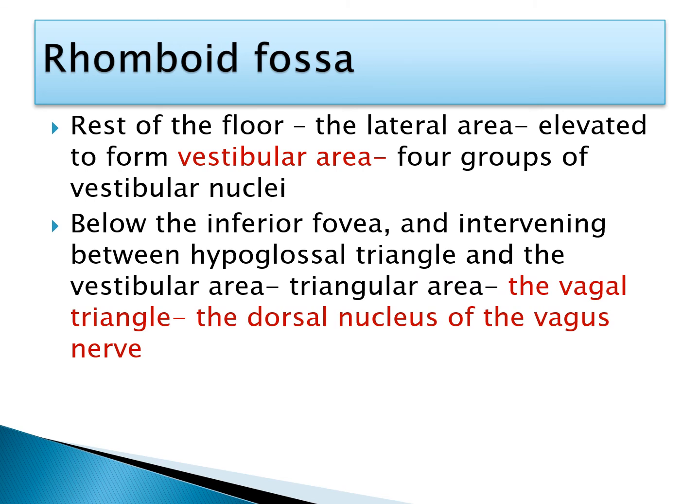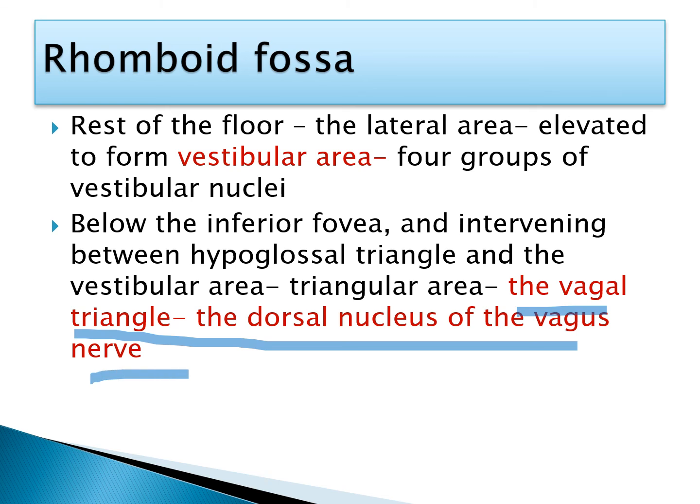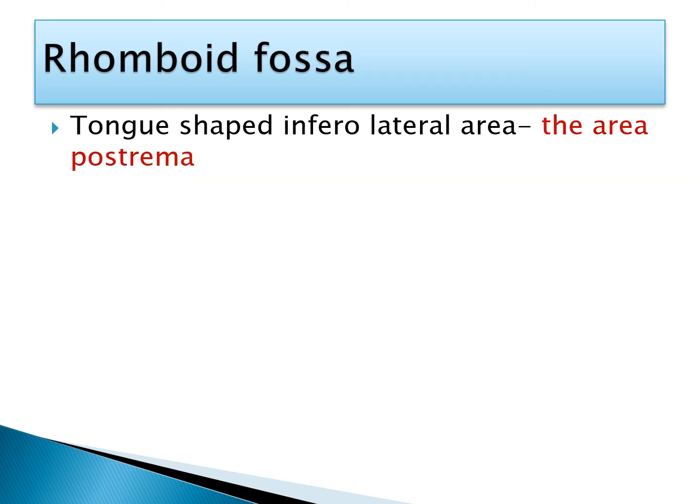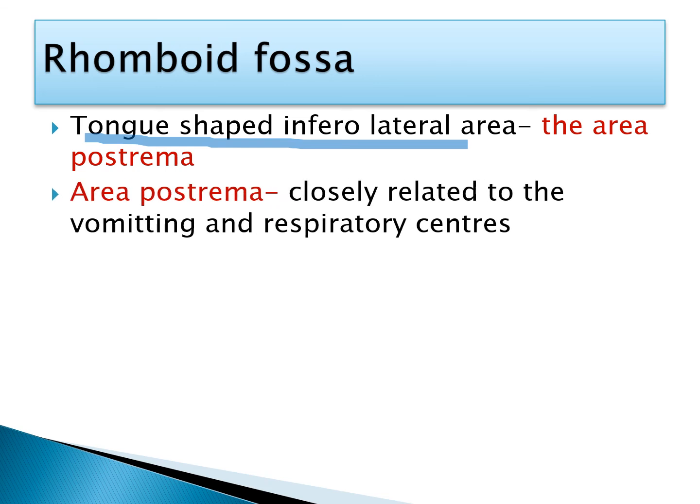Below the inferior fovea and intervening between the hypoglossal triangle and the vestibular area, we have the vagal triangle which contains the dorsal nucleus of vagus nerve. Just below that vagal triangle, we have the tongue-shaped infralateral area, the area postrema, that is closely related to the vomiting and respiratory centers. Because this floor of fourth ventricle may be asked as separate essay for you, I am covering in very detail rhomboid fossa.